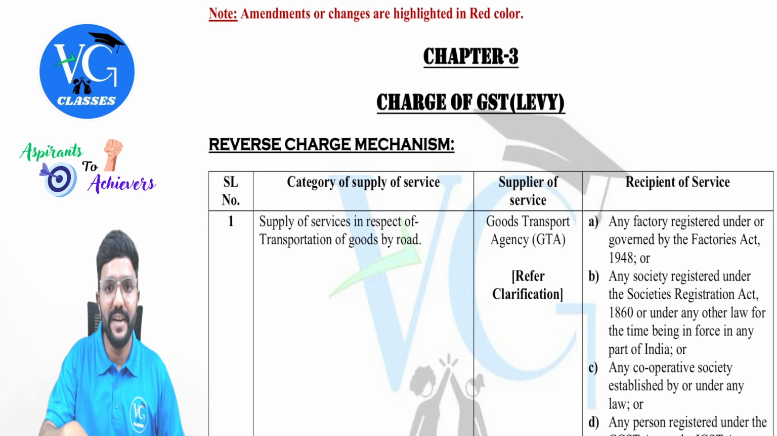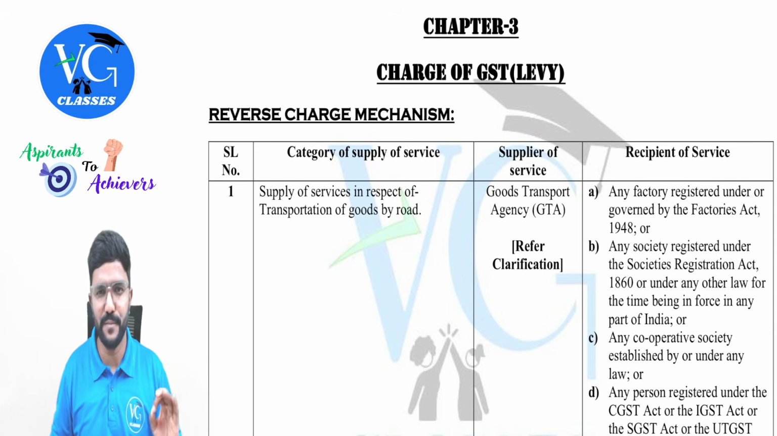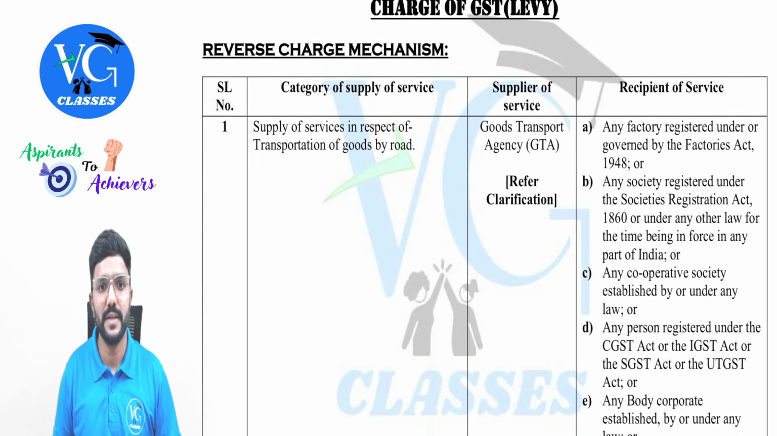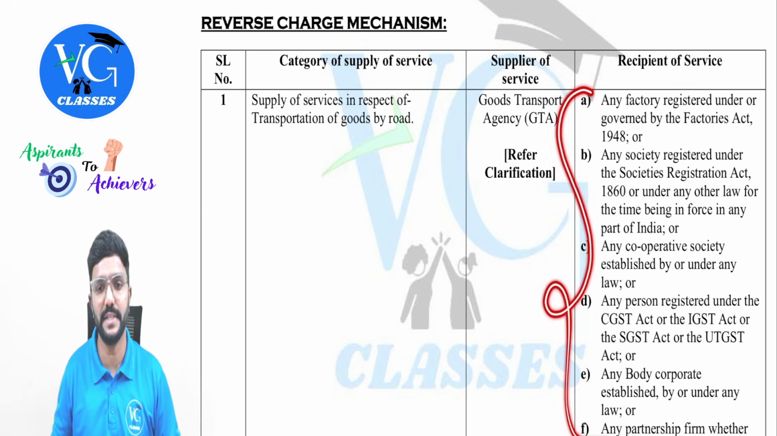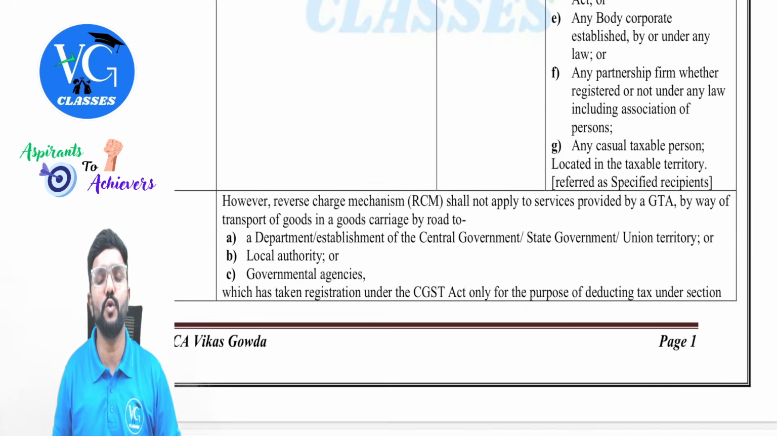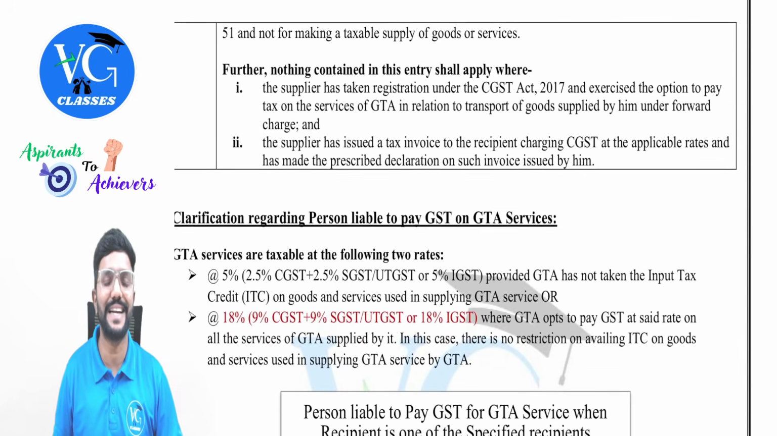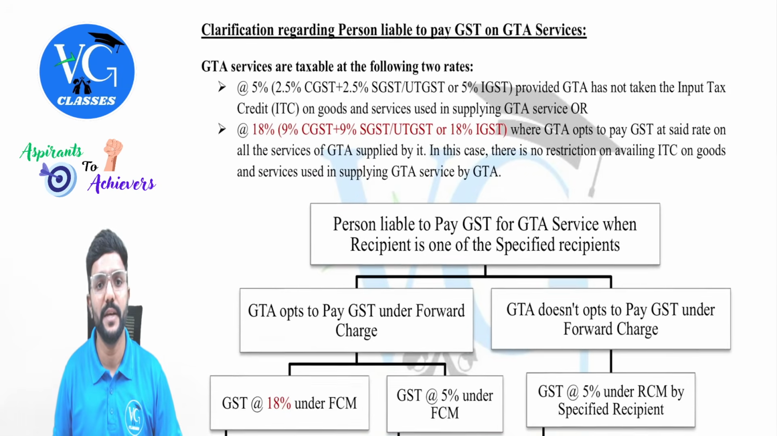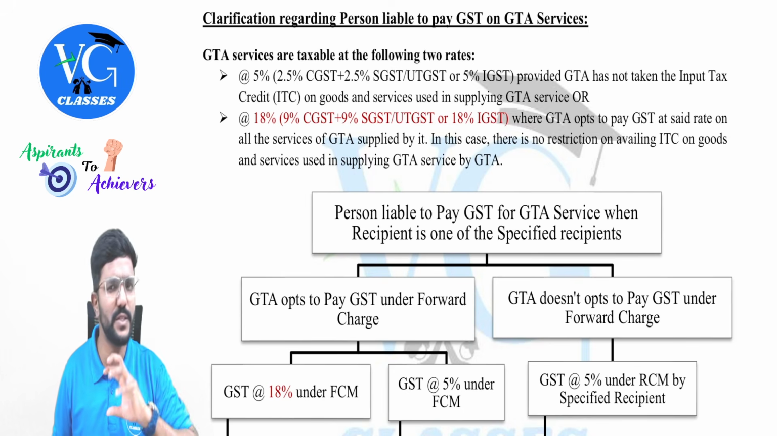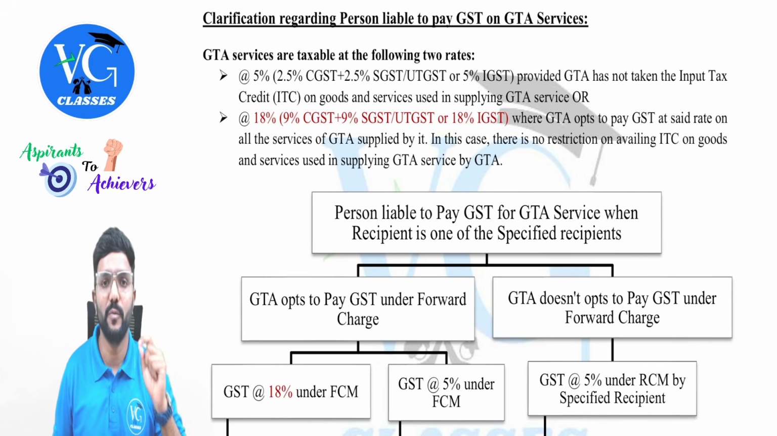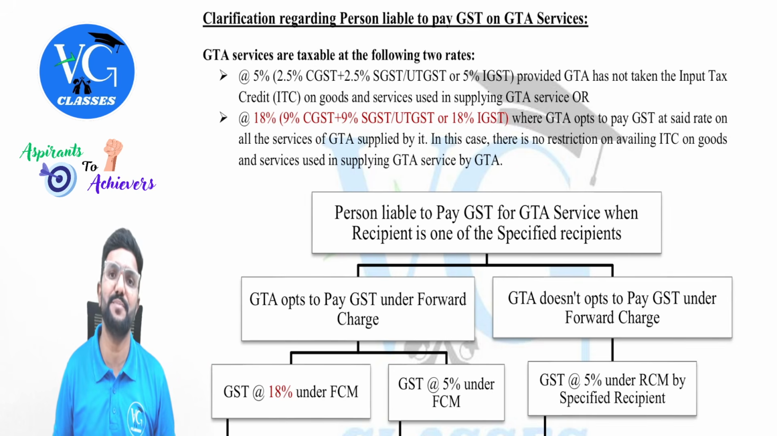So the first amendment is in chapter 3, which is very small with respect to reverse charge mechanism. Under reverse charge mechanism, the first entry, guys, which talks about the GTA services provided to a specified recipients. Here we have two options. Either the supplier can pay tax under the forward charge mechanism. If not, then the recipient has to pay tax under reverse charge mechanism. Clear? So there is no change in the provision, but only the rate of GST has been changed.